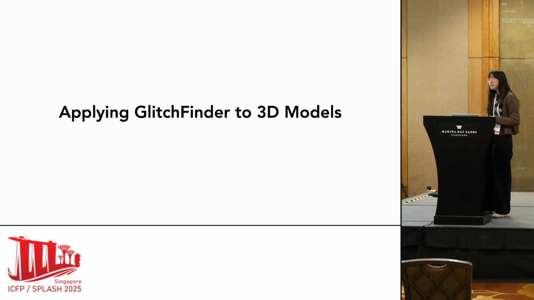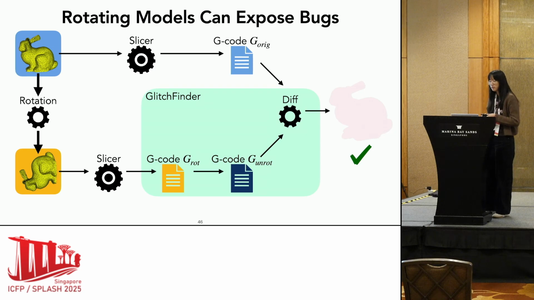For our evaluation, we show that Glitch Finder is able to detect both model bugs and software bugs. And let's start with model bugs. So intuitively, a model should slice the same way no matter how it's oriented in the slicer. And more formally, if we have a model and we slice it to get the G-code, and then we apply some rotation on it and repeat the same process, the 2 G-code programs should represent the same object after aligning their orientation.